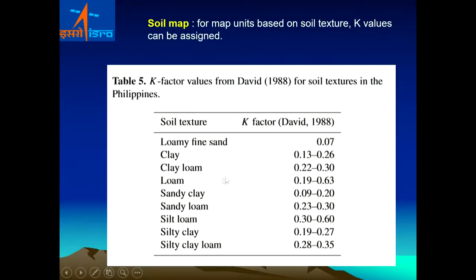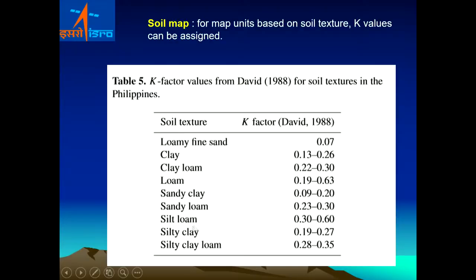Sometimes a ready-made value is also given based on the texture. Suppose you have the texture information about your soil in your soil map. Based on the texture, the K factor is known. Soils with different textures will have different K factors.